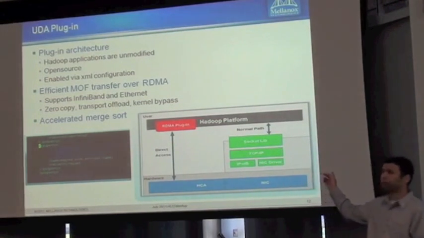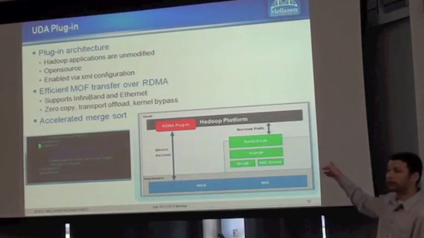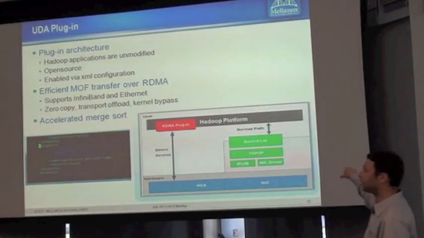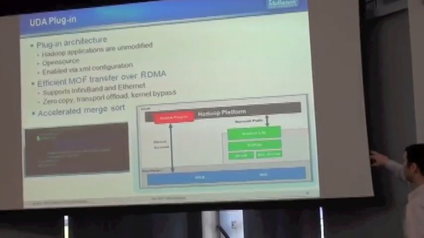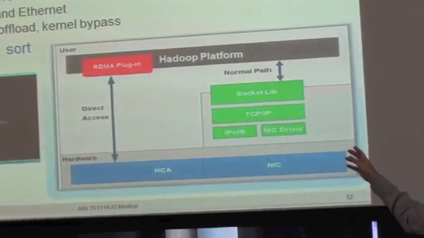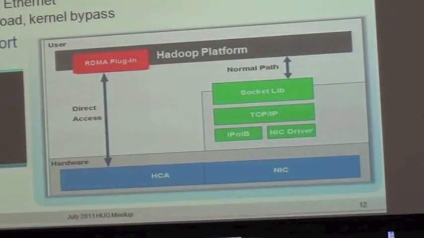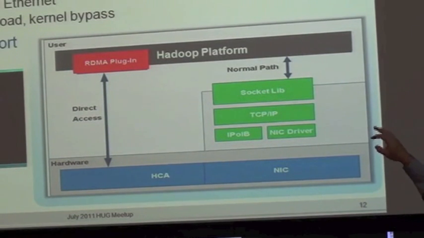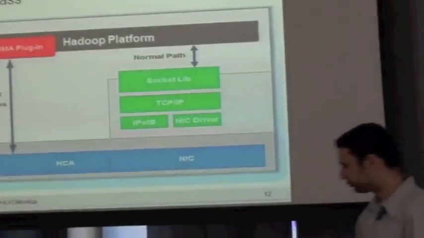So you can look at the right-hand picture. You can see the Hadoop platform itself, which traditionally goes on the right-hand side with the socket library in the kernel and all the transport processed in the kernel with a lot of copies and all of that. And if you go to the left-hand side, it has the RDMA plugin that goes directly to the hardware.